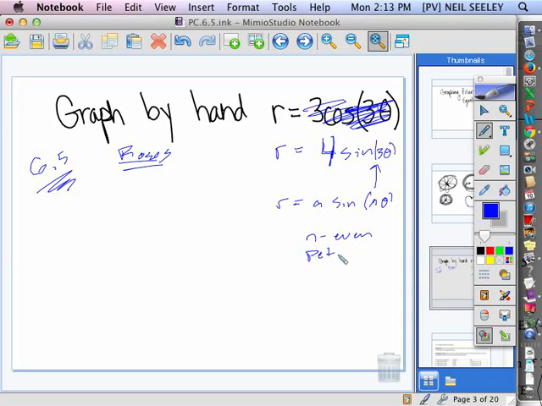So n is even, petals equals 2n. Circled that. Good. That's what you learned. And when n is odd, the petals are the same number, petals equals n. Cool. Really helpful. You discovered that on Friday. We're going to adopt that into our consciousness because it's super important.